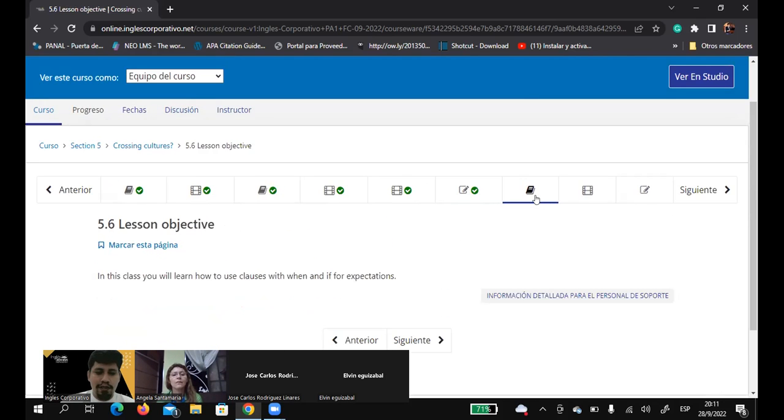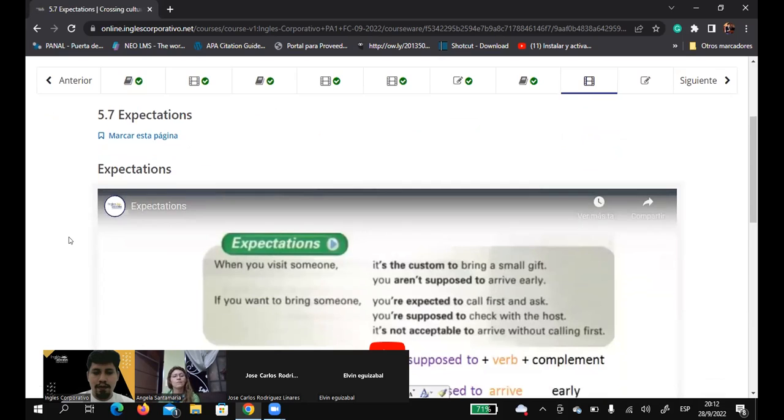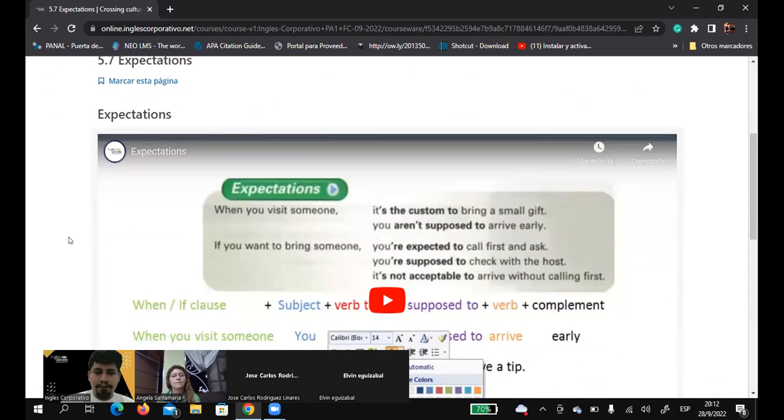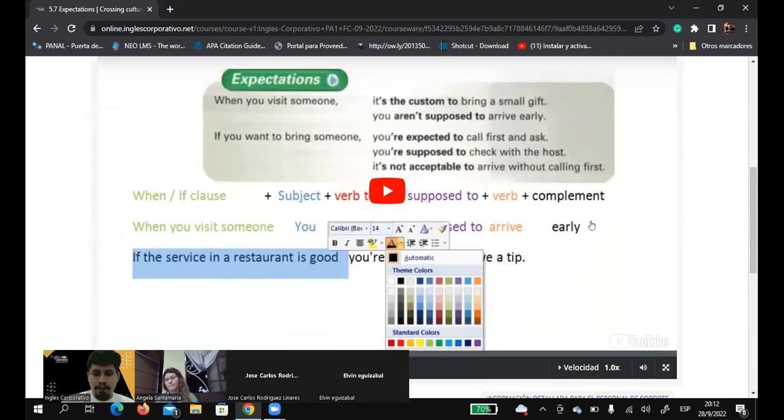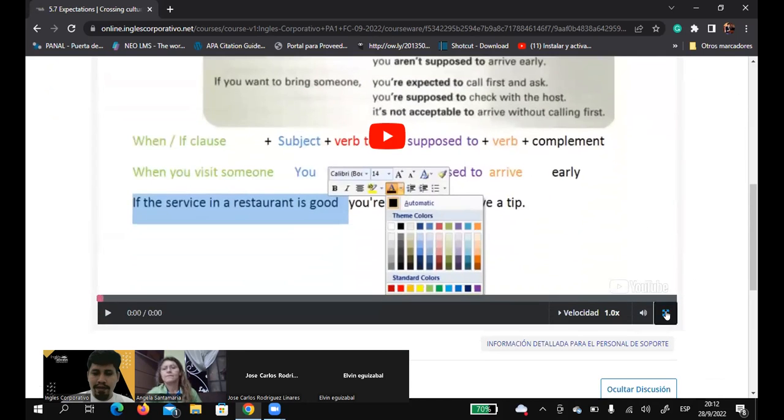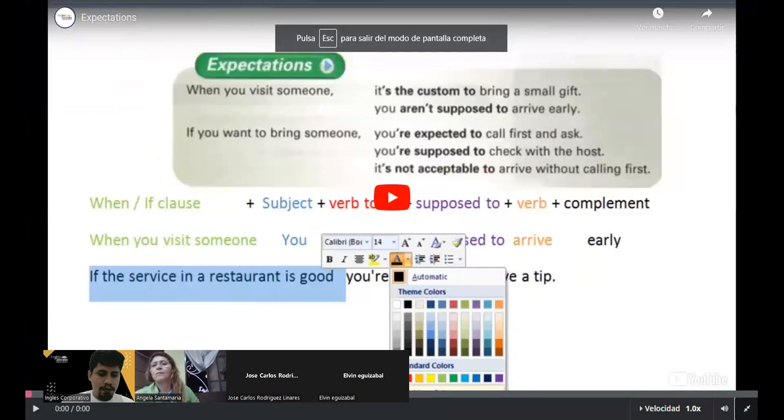Complete. We're going to move to the lesson objective, which is 5.6, and it says, in this class, you will learn how to use clauses with when and if for expectations, okay? Just take a look at this, because I'm also going to include another topic here in order to explain the uses of expectations. Give me just one moment and I will play this video. Then we're going to be working on the last exercises.